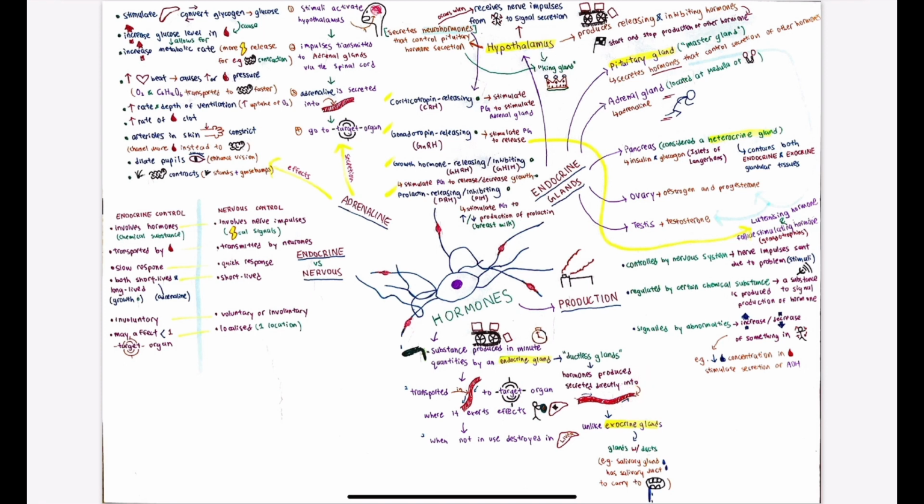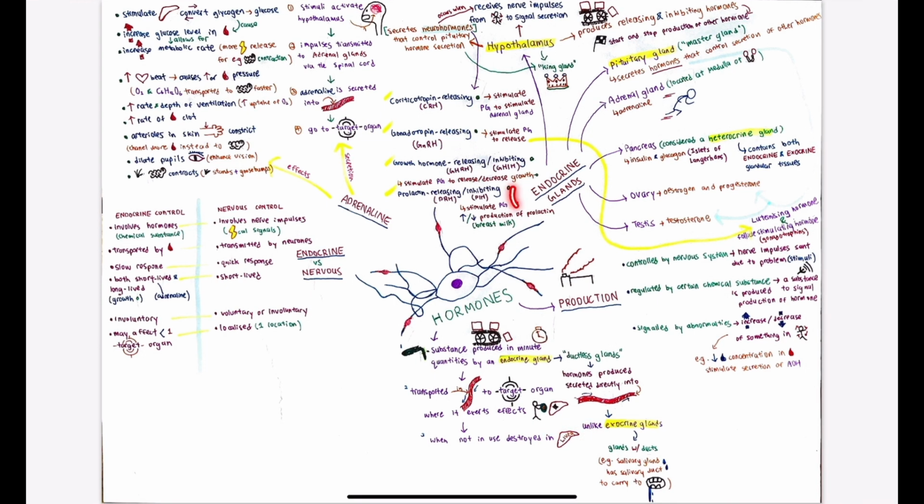Where it gets transported via the bloodstream to its target organ before exerting its effect. This is the second point. Lastly, when hormones are not in use, they get broken down to stop its effect. This occurs in the liver. There are many endocrine glands in the body. However, the key ones that you need to know are as stated.